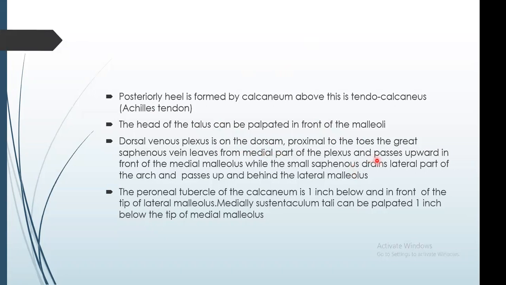Proximal to the toes, the great saphenous vein leaves from the medial part of the plexus and passes upward in front of the medial malleolus, while the small saphenous drains the lateral part of the arch and passes up and behind the lateral malleolus. The peroneal tubercle of the calcaneum is 1 inch below and in front of the tip of the lateral malleolus. Medial sustentaculum tali can be palpated 1 inch below the tip of the malleolus.